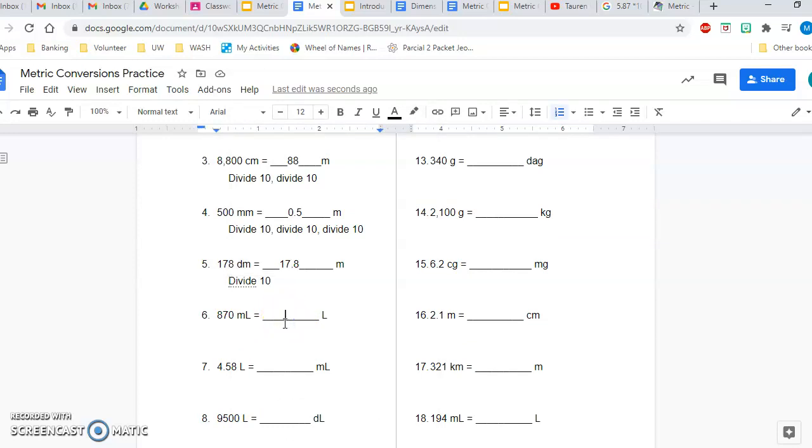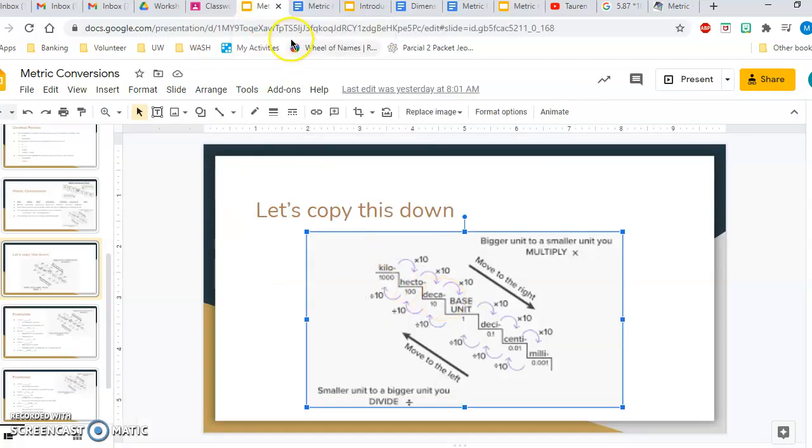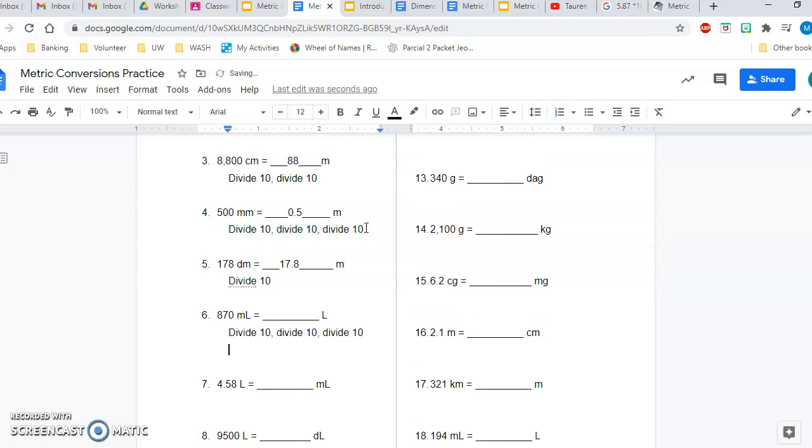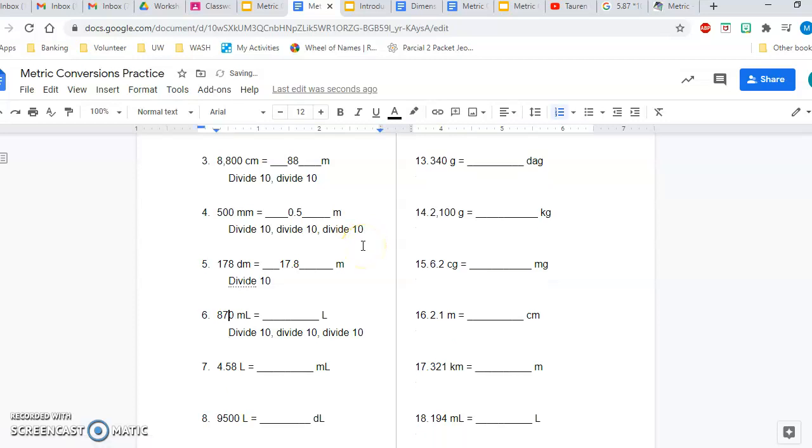That's one. Another one. We're going to do milliliters to liters now. So we start at milliliter and go up to liters. So liters is another base unit. We're starting at milli, so we're going to go 1, 2, 3. So if we were to divide by 10 3 times, we would move our decimal place over 3. So if we start a decimal point here, it'd go over to the left 3 times. 1, 2, 3. Our answer is going to be 0.870 liters.